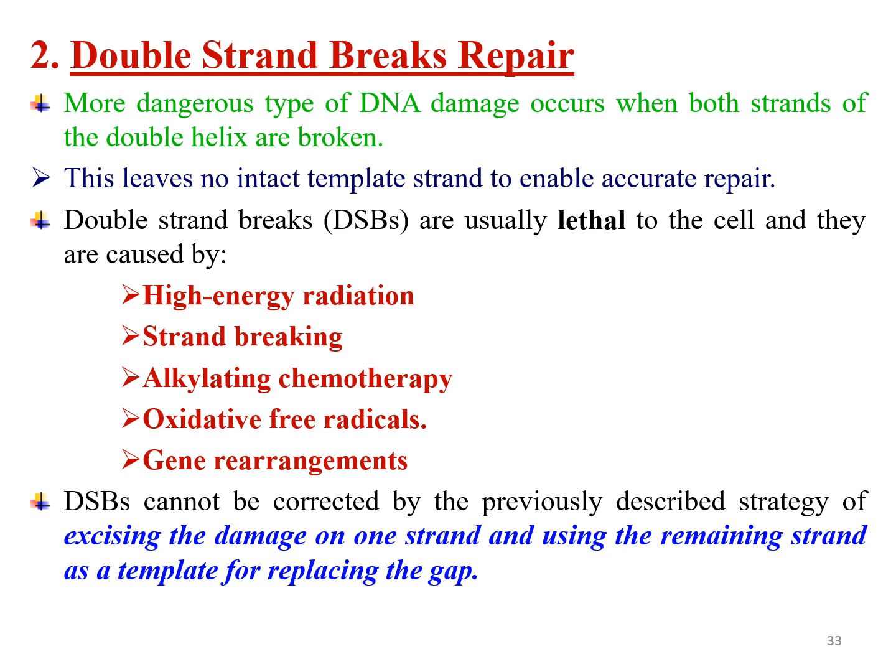These double strand breaks are usually lethal to the cell, and they can be caused by high energy radiation, strand breaking, alkylating chemotherapy, oxidative free radicals, and gene rearrangement. This double strand breakage cannot be corrected by the previously described strategy of excising the damage on one strand and using the remaining strand as a template for replacing the gap, because here there is no template. Therefore, we need another mechanism to solve this problem.